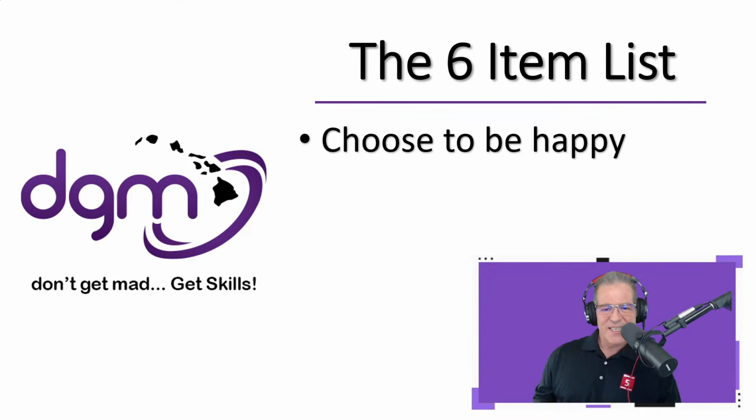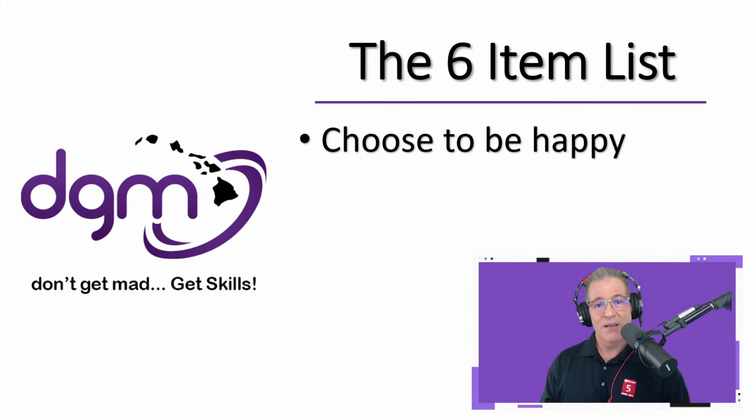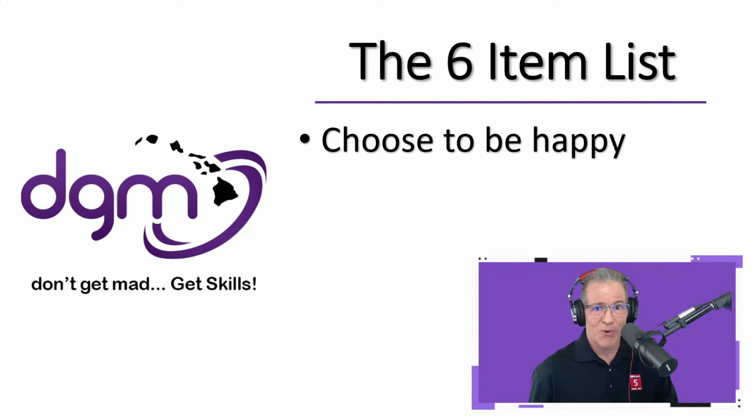The 6-item list is number 1, choose to be happy. Yes, people always ask me, Billy, why are you so happy all the time? Because I choose to be happy. Why be any other way? Why do you want to walk around all sad and mopey and stressed out and worried all the time?